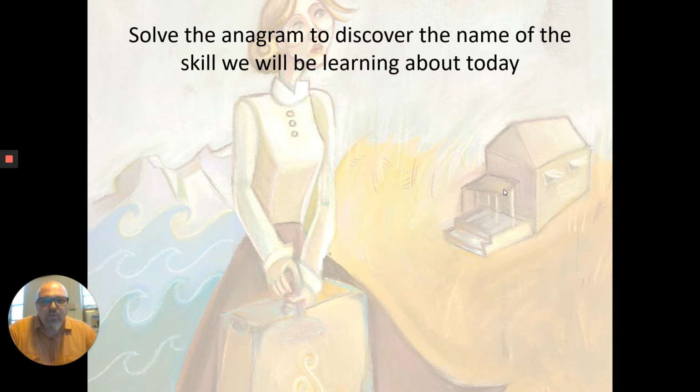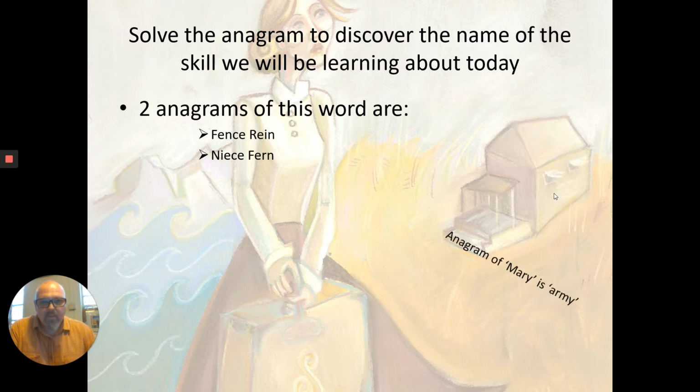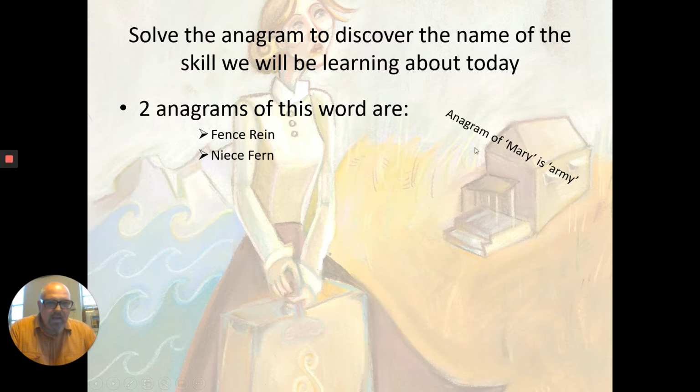So I want you to try to solve the anagram to discover the name of the skill that we will be learning about today. So here, an anagram of Mary is army, to demonstrate what an anagram is. An anagram is when we change the order of the letters in a word to create a new word. So it's a kind of word puzzle. So two anagrams of this word are fence rain or niece fern.